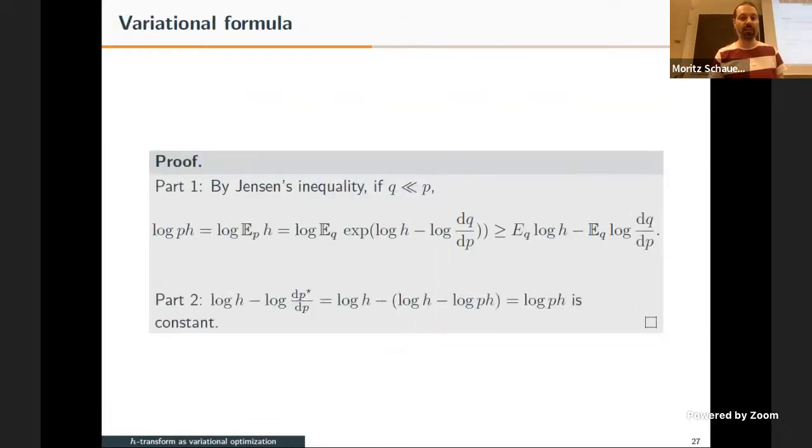The second part is, if I look at this expression here on the right-hand side, if I'm using Q as P star, then this expression is constant, equal to log PH, a scalar number. And for constant functions, Jensen's inequality is not an inequality, but an equality. So that's how I see that this is the optimizer.